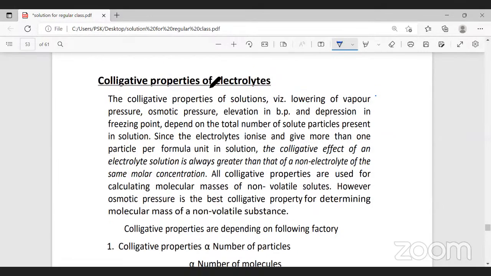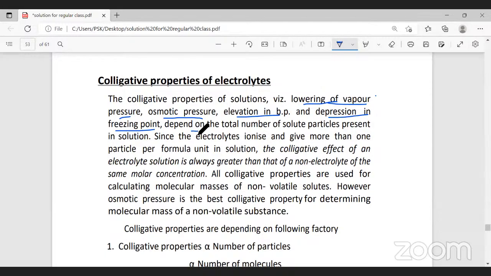Colligative properties of electrolytes. We've been learning colligative properties in this chapter. The last part of the topic, Van 't Hoff factor, we are supposed to learn. Before we get into the Van 't Hoff factor, we will summarize the colligative properties you've learned. Colligative properties of a solution, namely lowering of vapor pressure, osmotic pressure, elevation in boiling point, depression in freezing point. These are the four colligative properties we have learned.